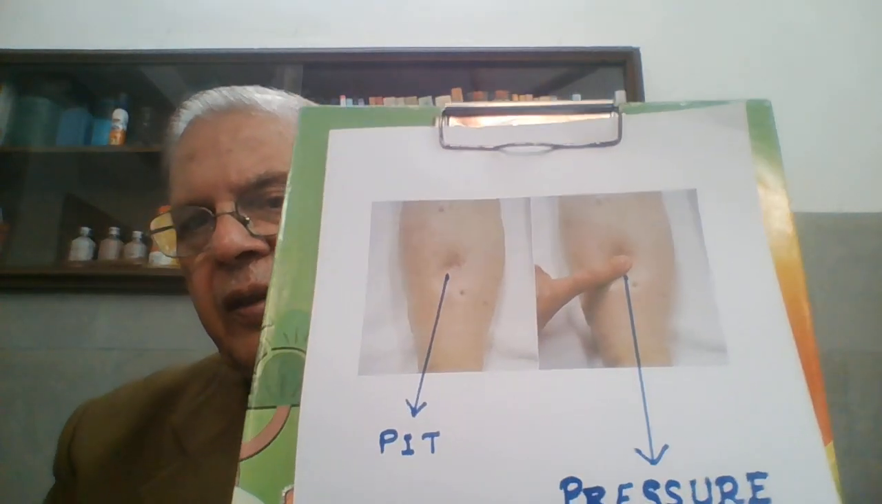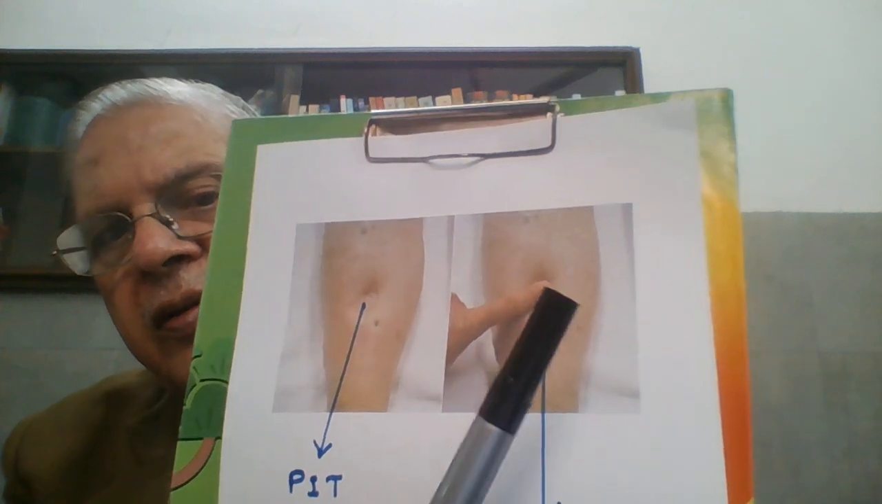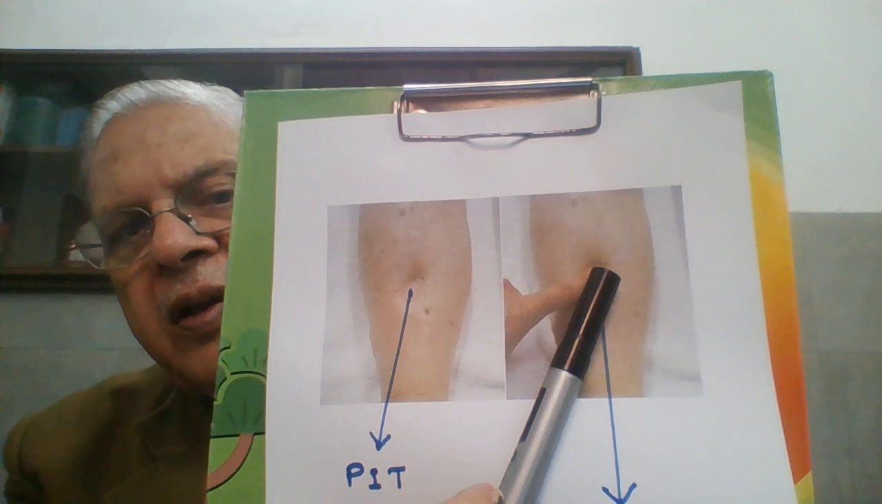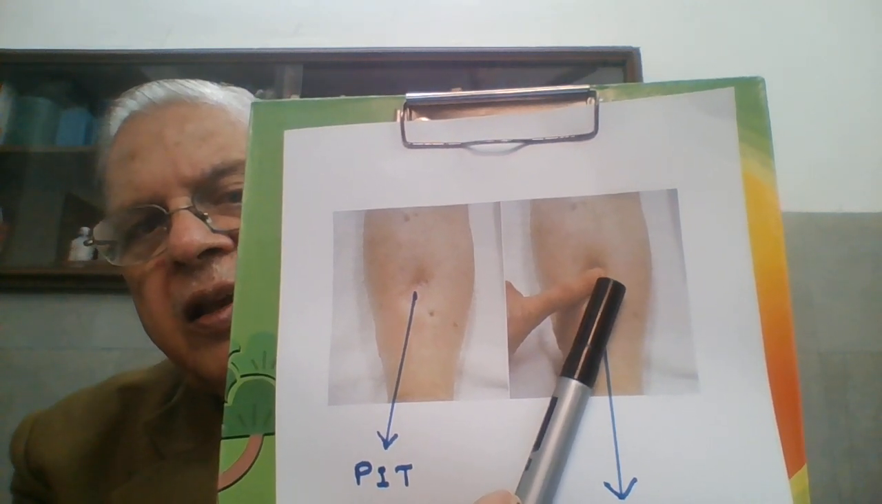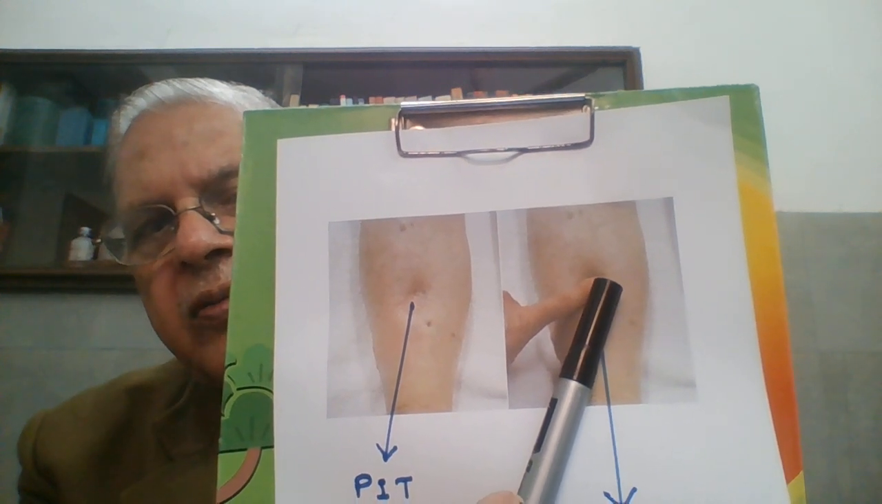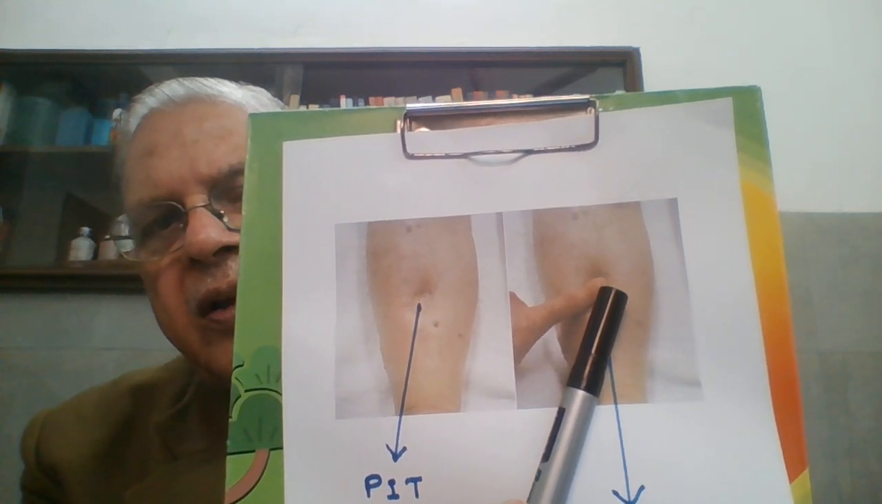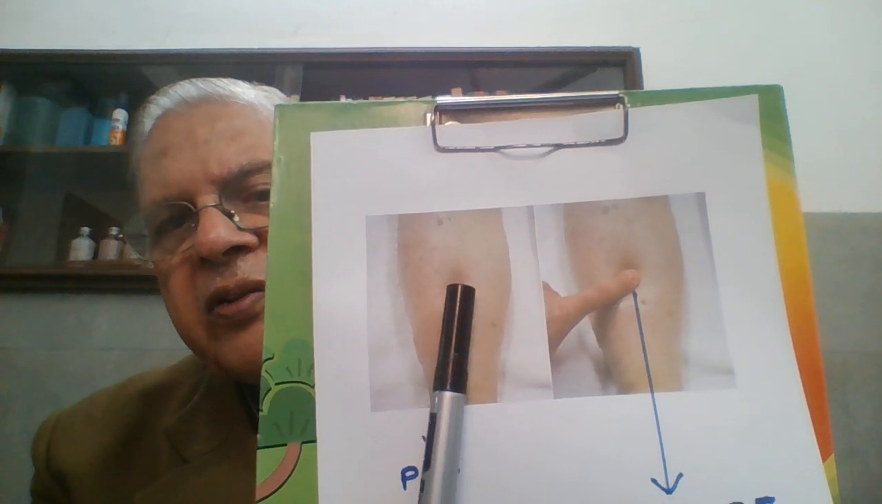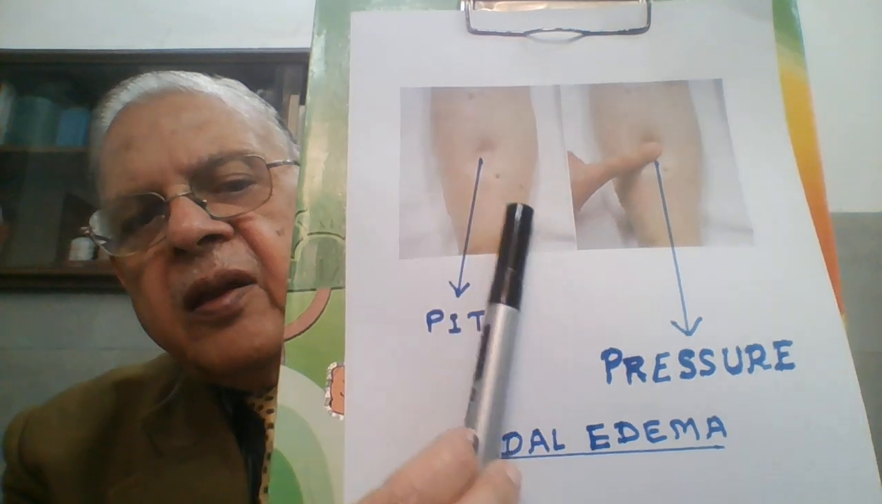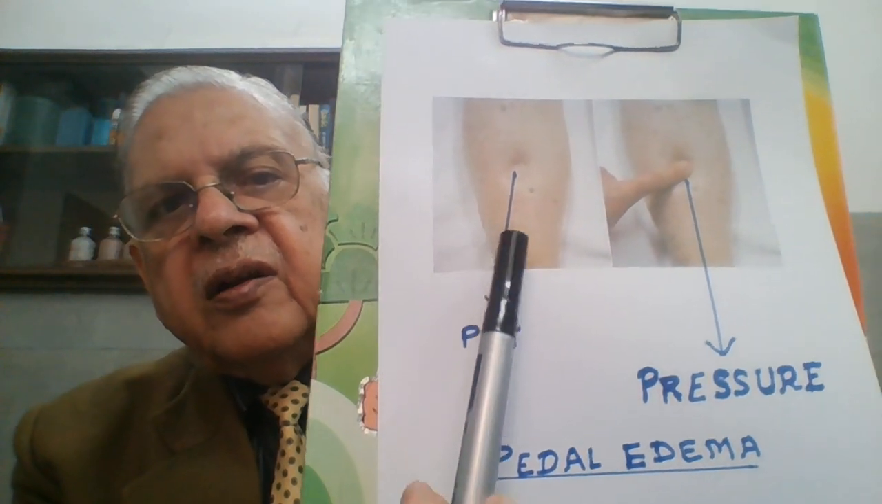Now you see here a diagram. What do I mean by swelling? When there is swelling, you apply pressure with your finger or thumb and keep the pressure for 10 to 20 seconds, and then remove the finger, and the result is this depression there. This is a pit. That is why it is called pitting edema. This has produced a pit here, you see.